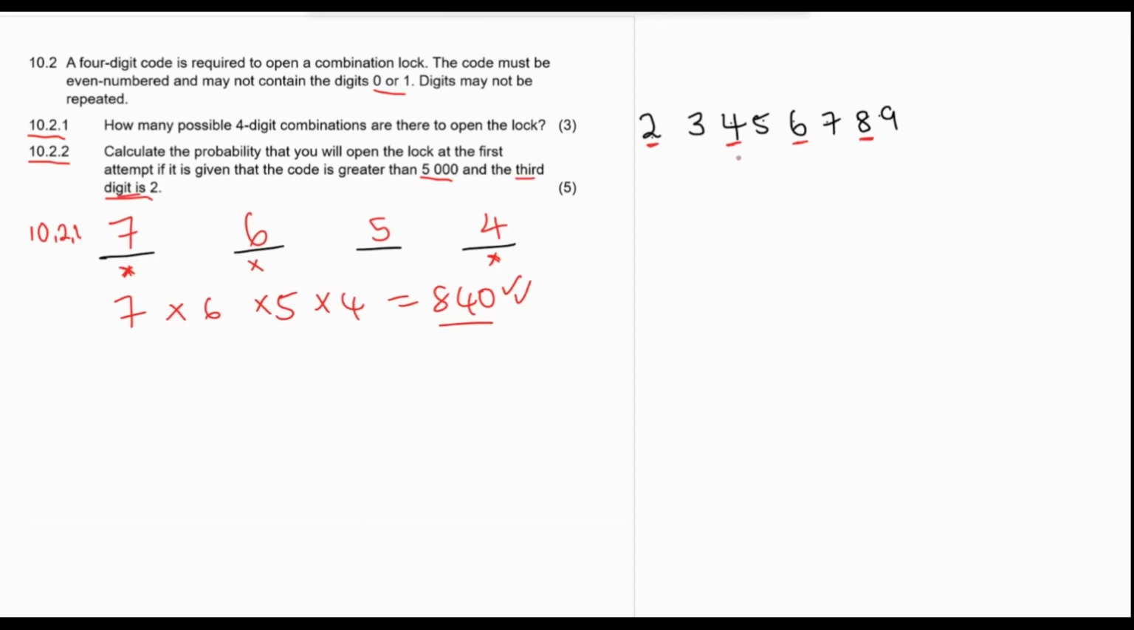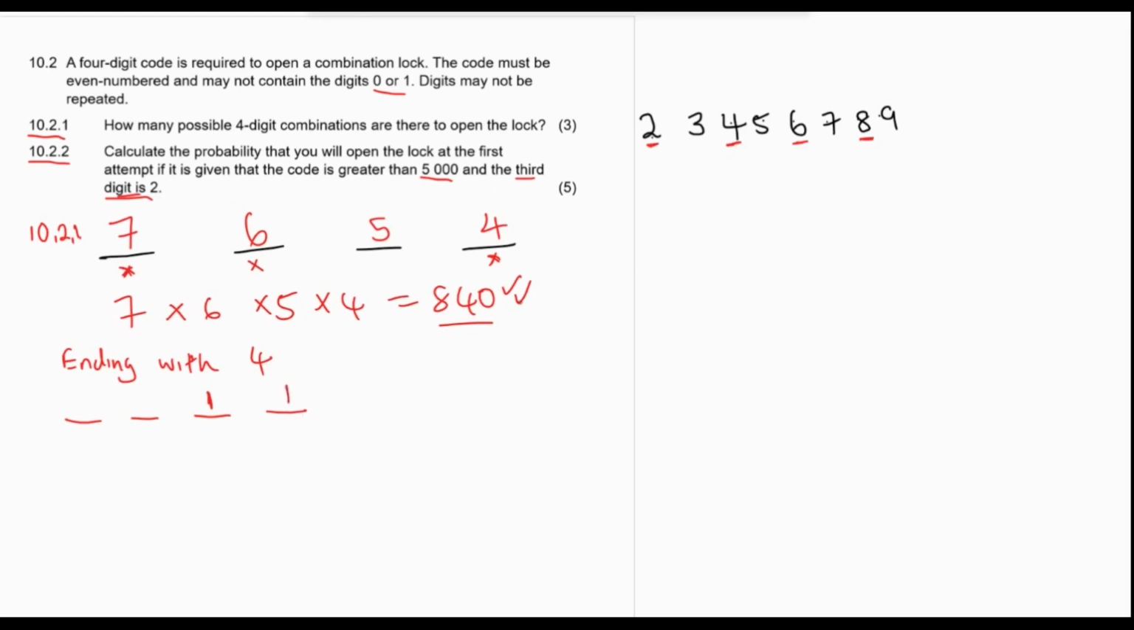Let's say our situation 1, let's say ending with 4. We have our 4 slots, 1, 2, 3, 4. The third digit is 2, so we have one choice. All right, and then the last digit, if it is 4, then it is fixed. We have only one 4, so it's 1.